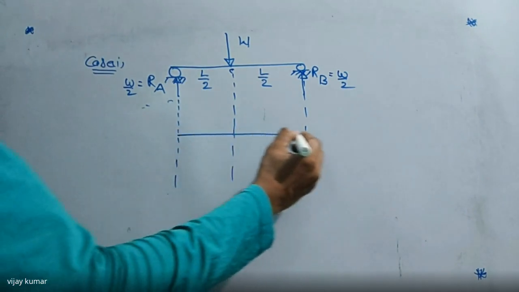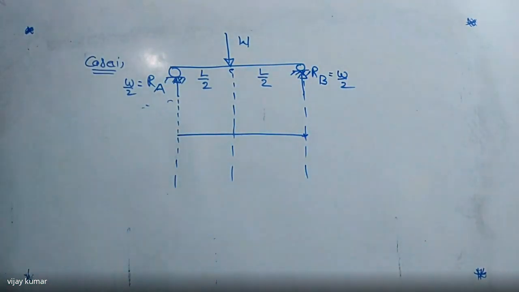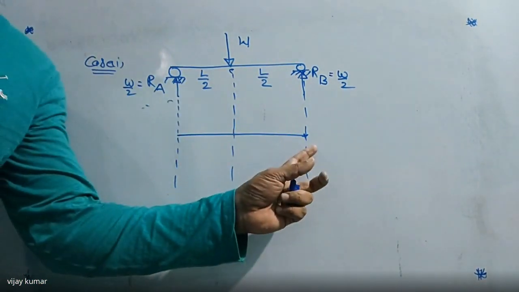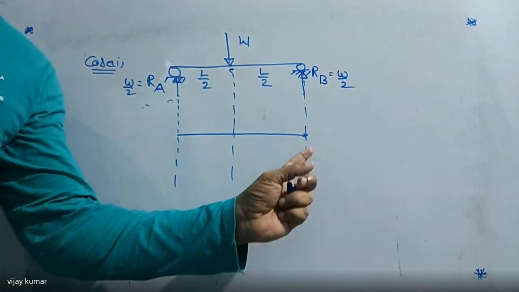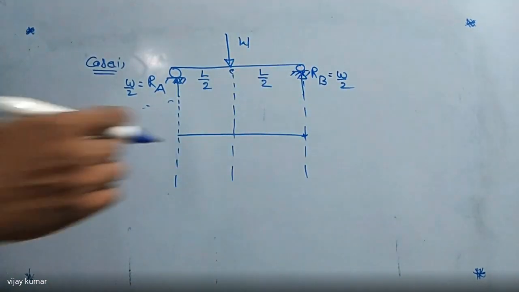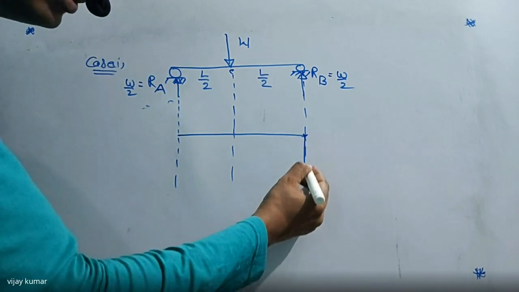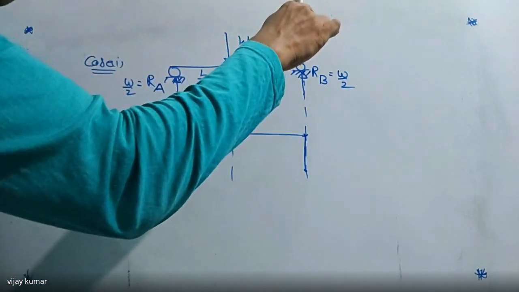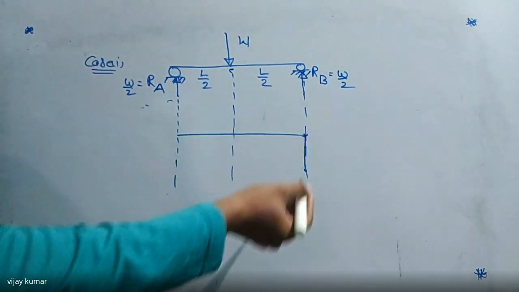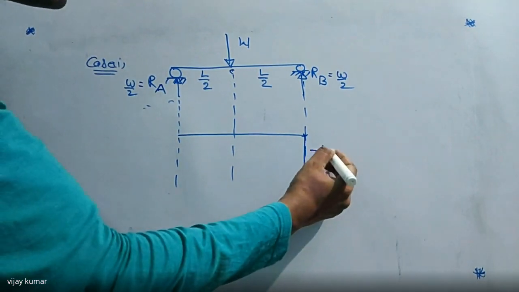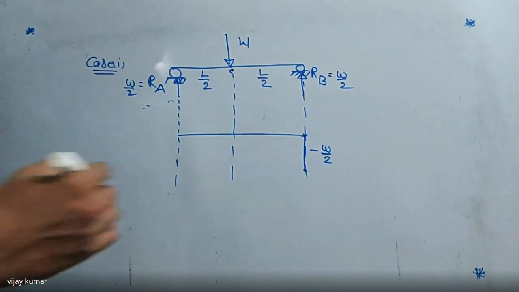Now tell me here, what is the shear force value here? Here this force is moving upward. So shear is negative. I already told you, if the force is moving downward, shear is positive. We can take the upward direction, so it is minus W by 2.